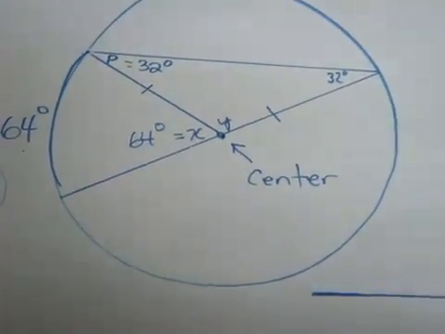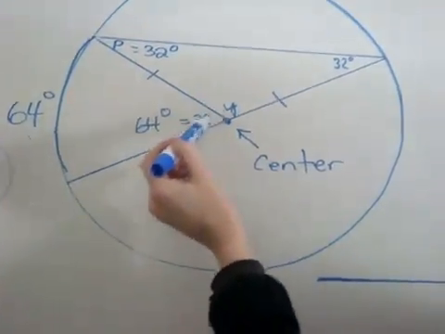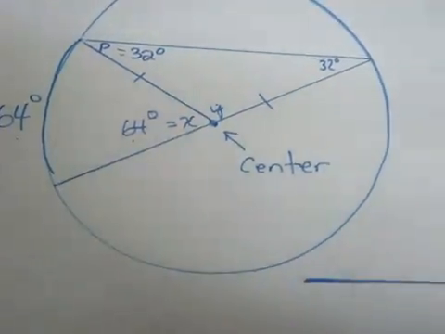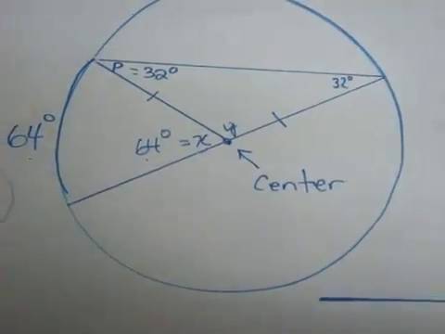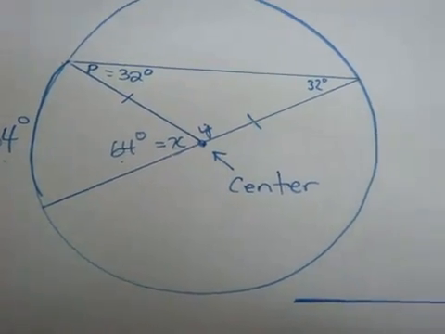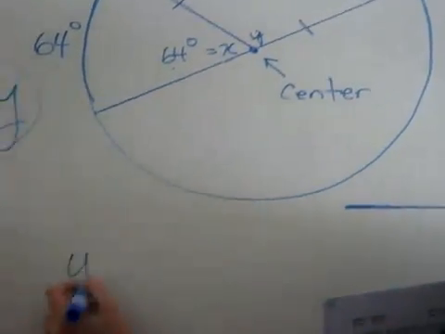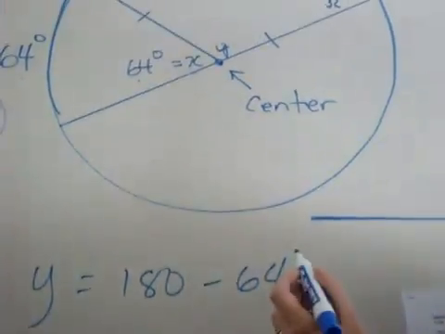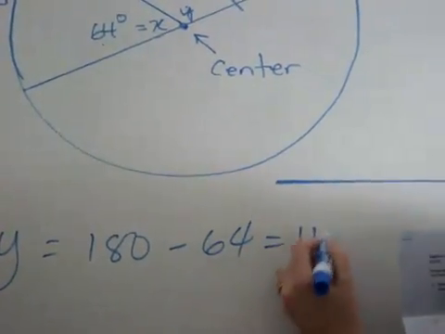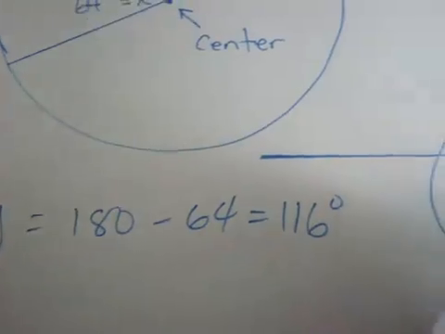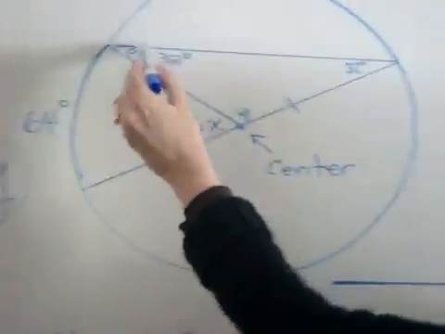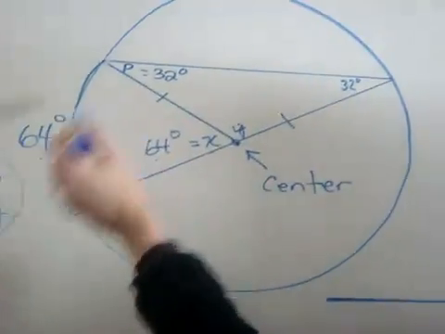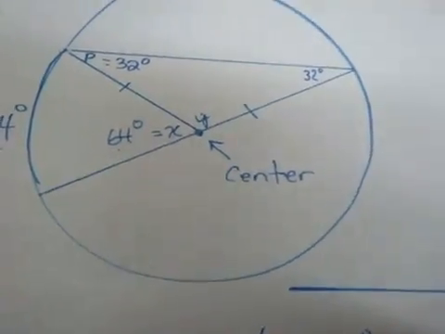And the final thing is, these two angles lie on the same line, so they're going to add up to 180. So y is going to have to be 180 minus 64, so y is going to equal 116 degrees. This one's not bad. You just have to know that the arc an inscribed angle intercepts is twice the inscribed angle. Okay, onward.